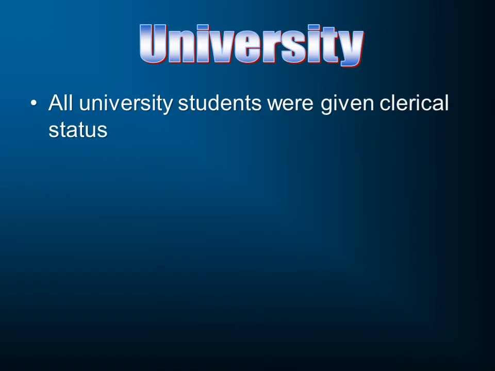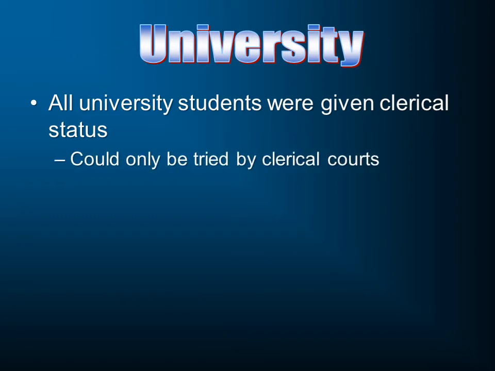All university students were given clerical status. That is, they were treated as though they were ordained. It doesn't mean that they're necessarily going to be a priest, but it does mean they could only be tried by the clerical courts. You see, there were two court systems. There was the general court system for most people, and then there was the court system for the clergy. And if somebody in the clergy did something wrong, he wasn't tried by the regular court system. Didn't matter what he did, his trial is by the church court.